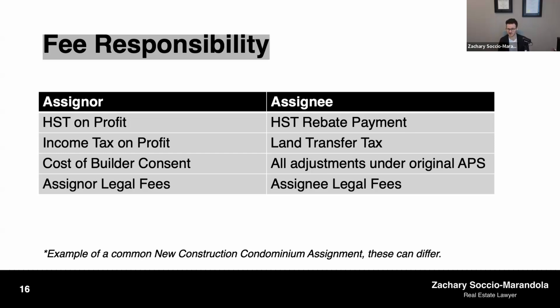The other thing they're paying is land transfer tax. Now, land transfer tax was never paid by the original assigner because they never actually closed. It's not paid on the original execution of the assignment agreement. It's paid on final closing by the assignee. The assignee usually undertakes to pay all the adjustments under the original agreement of purchase and sale. Right, new construction has multiple adjustments in pricing between the 4 years ago when the agreement was set up and the final closing, because things change. And that's all subject to the agreement of purchase and sale by the builder. And again, the last thing, assignee legal fees.